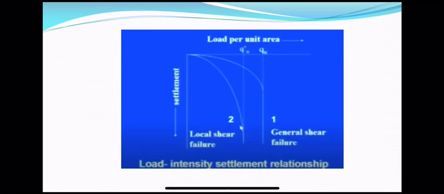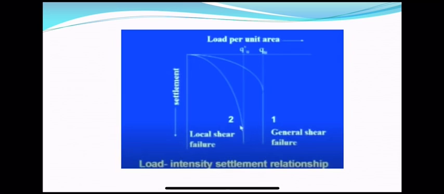Now you will find that with the increase in load, there is an increase in settlement, and a condition is reached where there is no increase in the load but there is a sudden drop, the general shear type of failure. In another case, on increasing the load there is no clear cut failure, and the settlement and corresponding strains are very excessive. Now we classify these two.